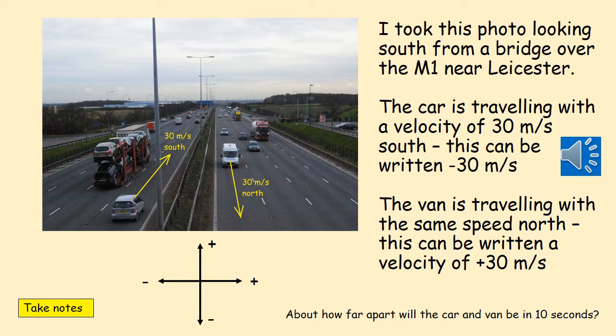So in the situation with the motorway shown there, we've got a car which is travelling at 30 meters per second south. Because south is downwards on the points of the compass, we can say its velocity is minus 30 meters per second. The van, on the other hand, is travelling north, which is the positive direction, and so we'd say that has got a velocity of plus 30 meters per second.